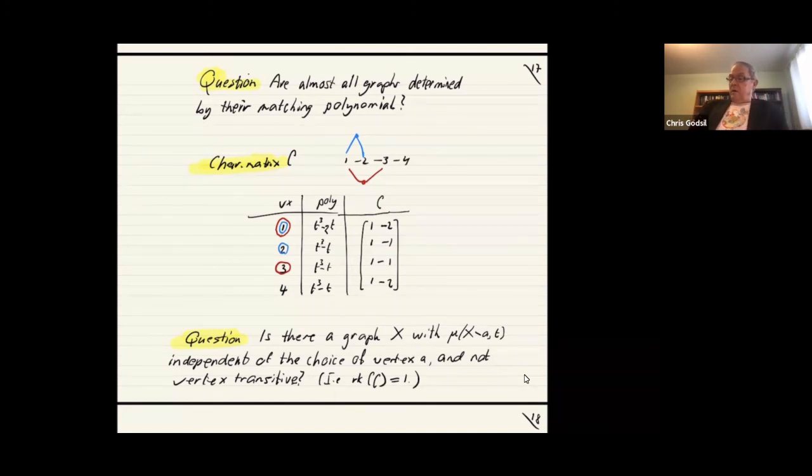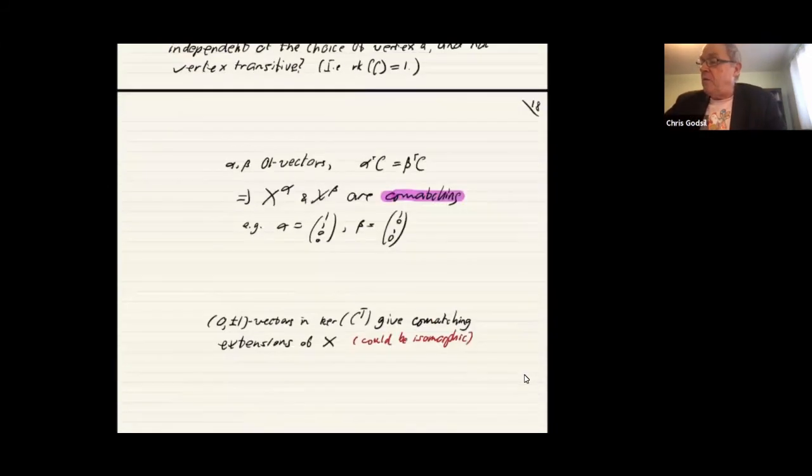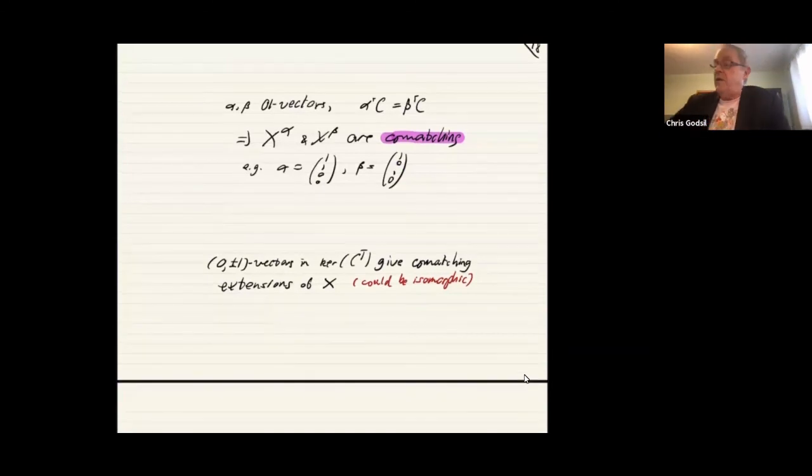Actually, let's leave that question for a bit. I'll come back to that. It's not going to fit in now. So let's be a bit more abstract about this. I can think of my subsets S and T as being given by characteristic vectors, say alpha and beta. And they're going to be co-matching if alpha transpose times the matrix C is equal to beta transpose times the matrix C.